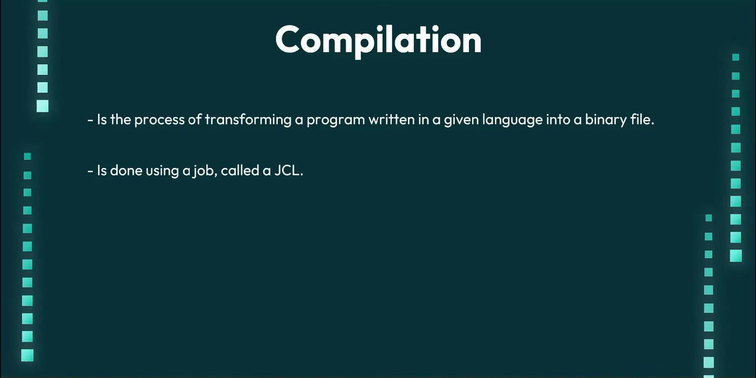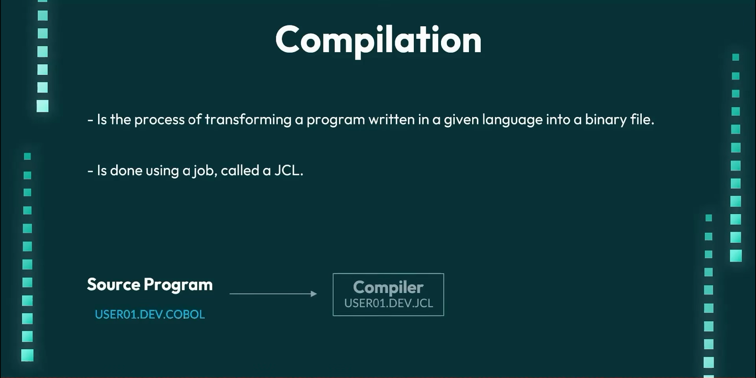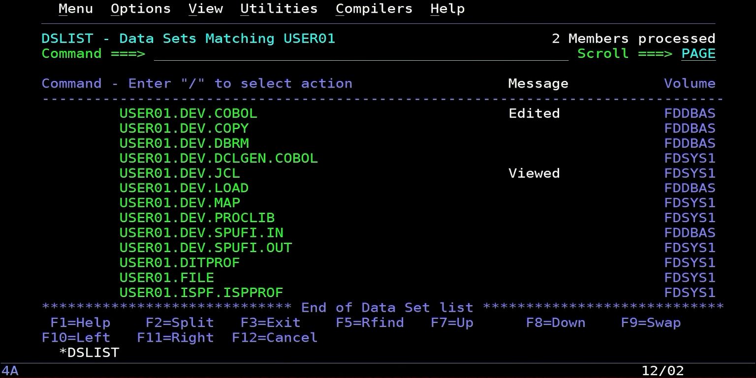Here's what happens schematically. The COBOL program located in the library user.dev.cobol is compiled by a job stored in your JCL library, user.dev.jcl. This job produces a binary file called a load module, which is stored in the load library, namely user.dev.load. Let's now look at how we actually compile a program on z/OS.